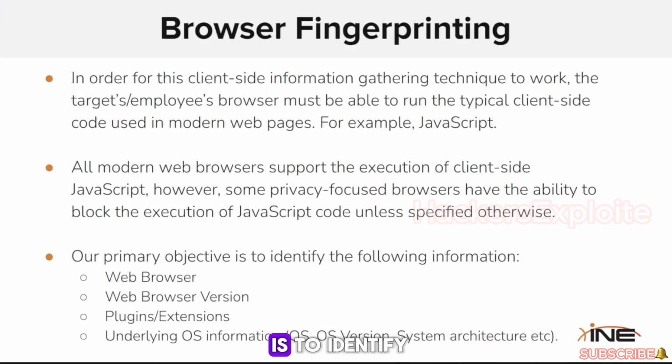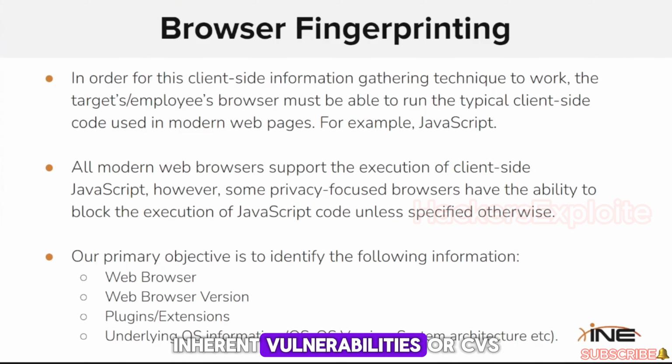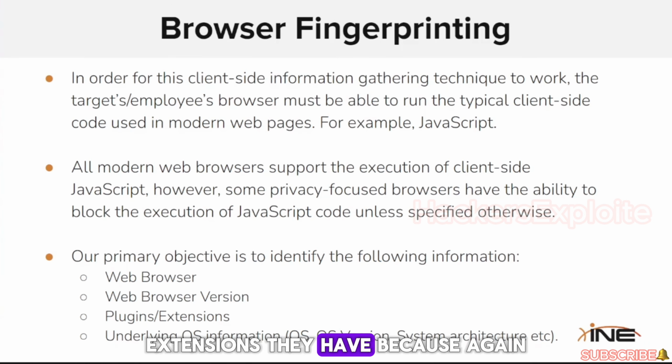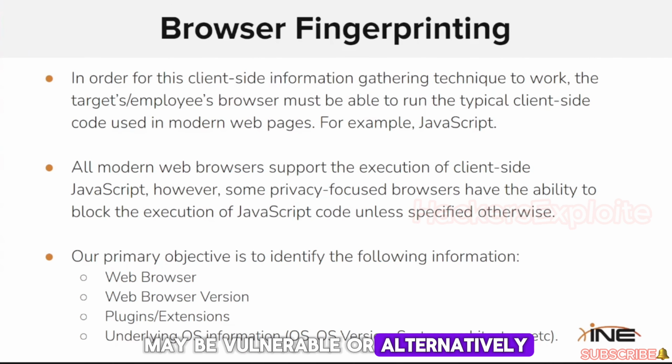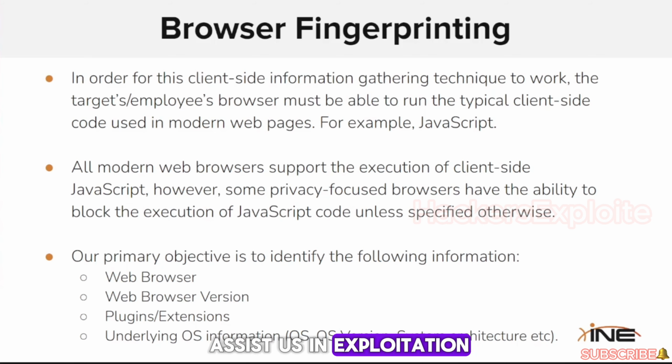So our primary objective is to identify the following info: the web browser name, so is it Firefox, is it Chrome, is it Brave, is it Edge, etc. The web browser version, and the reason for that is because some web browsers may be outdated, or some versions of web browsers may be susceptible to inherent vulnerabilities, or CVEs, if you will. We also want to know what plugins or extensions they have, because again, in certain cases, some extensions may be vulnerable, or alternatively, some extensions can actually assist us in exploitation or facilitation of the client-side attack.